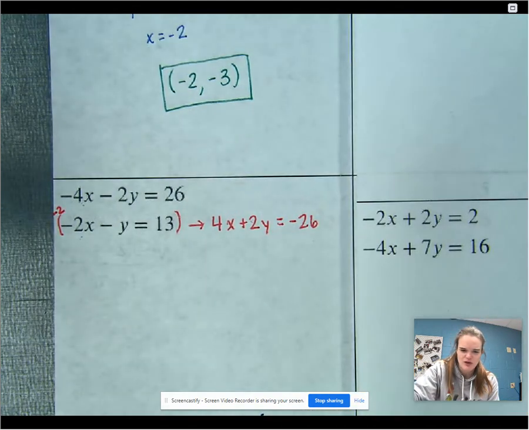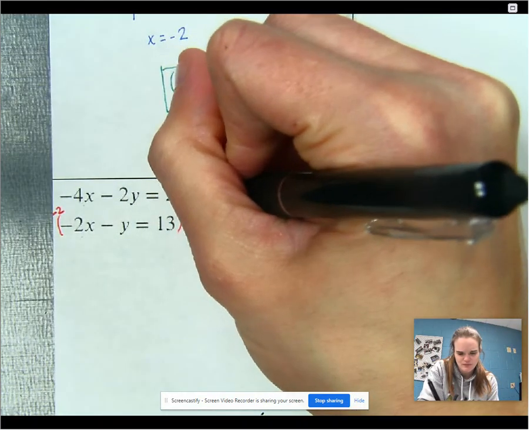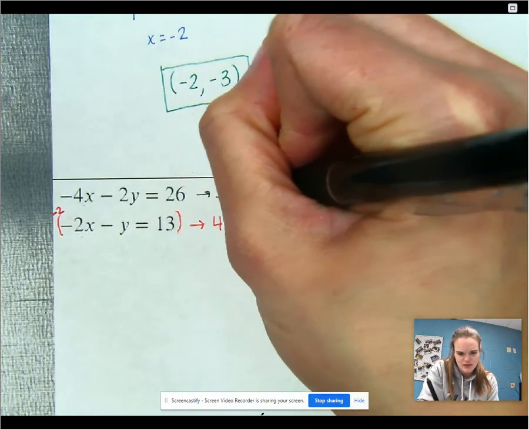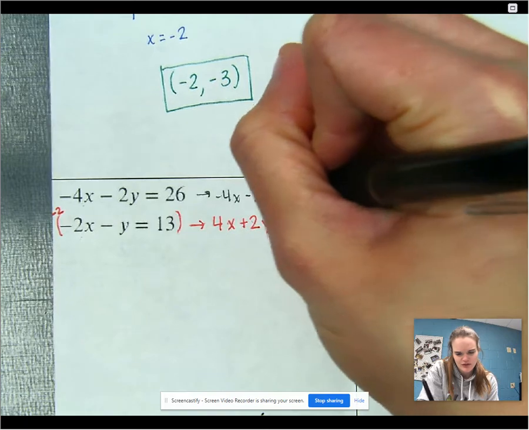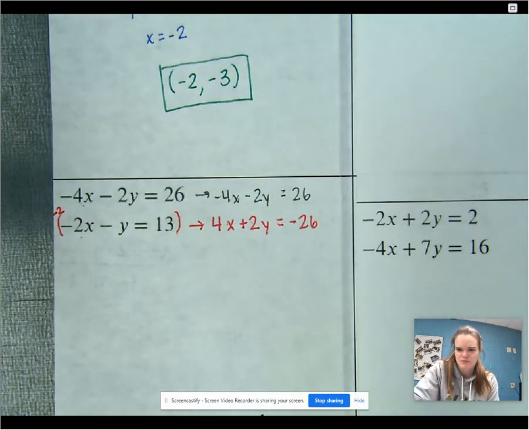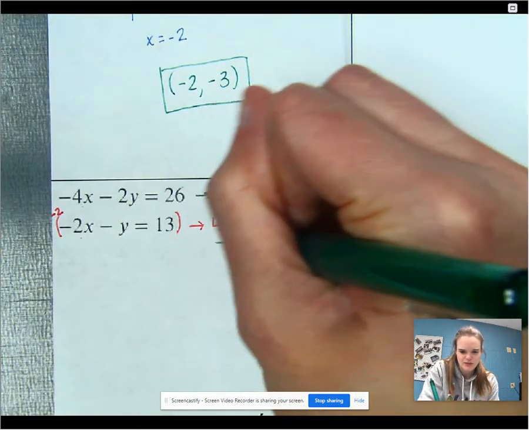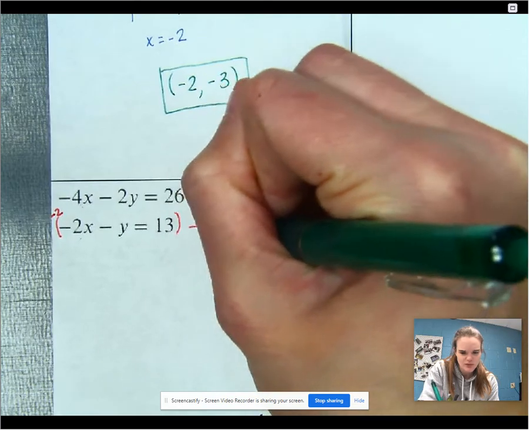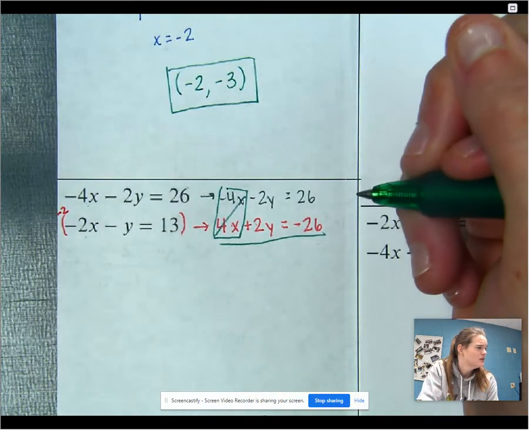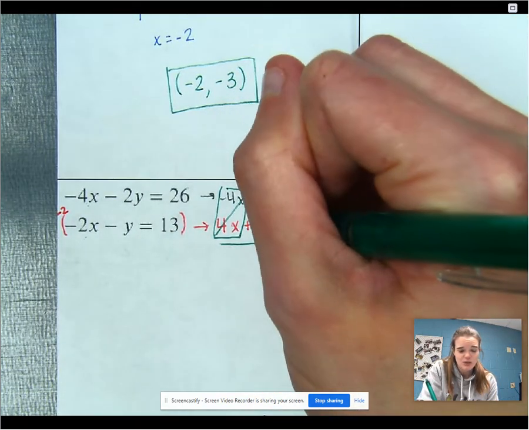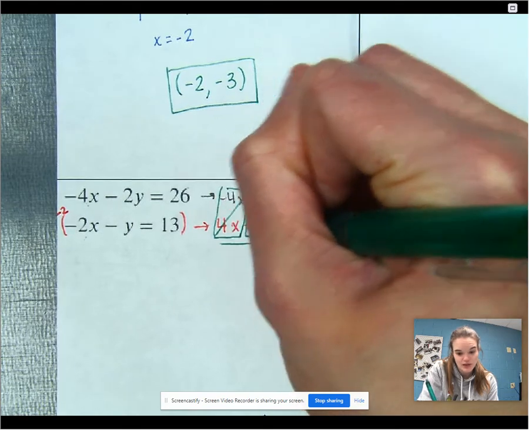And then we're going to bring over the top. Negative 4x, negative 2y, positive 26. I'm going to add straight down. These are the ones we created to cancel. Negative 2y plus 2y, oh, those also cancel.